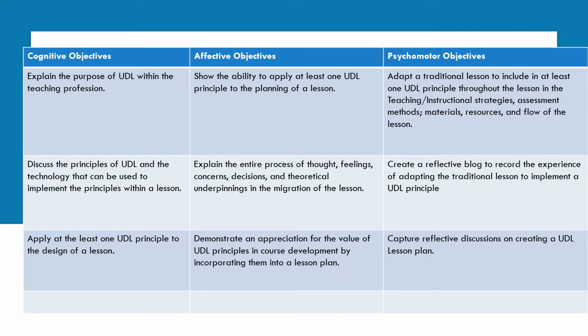An example of a cognitive objective is: discuss the principles of universal design for learning and the technology that can be used to implement the principles within a lesson. An example of an affective objective would be: demonstrate an appreciation for the value of UDL principles in course development by incorporating them into a lesson plan. And finally, an example of a psychomotor objective would be: create a reflective blog to record the experience of adapting the traditional lesson to implement a UDL principle.